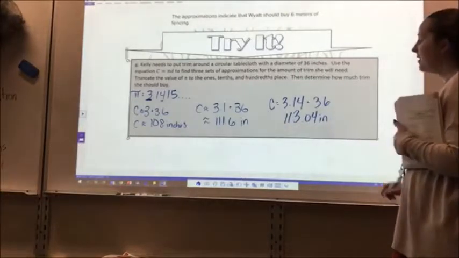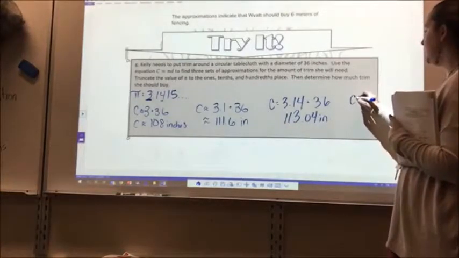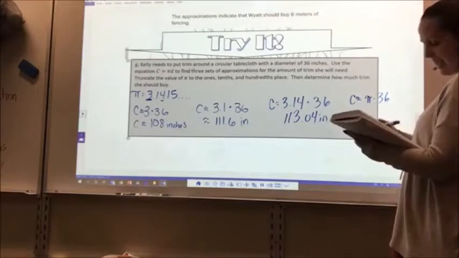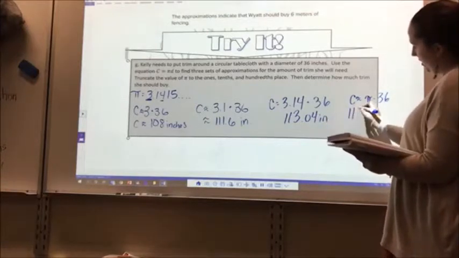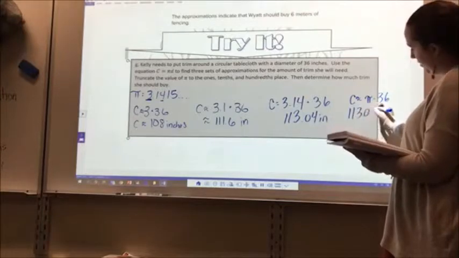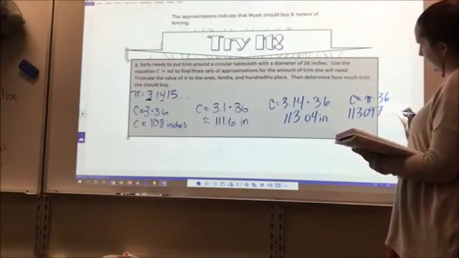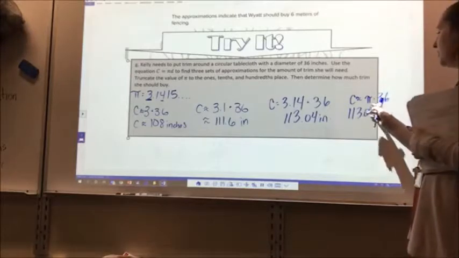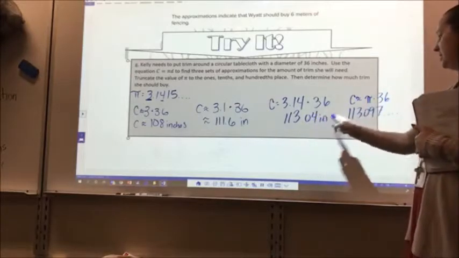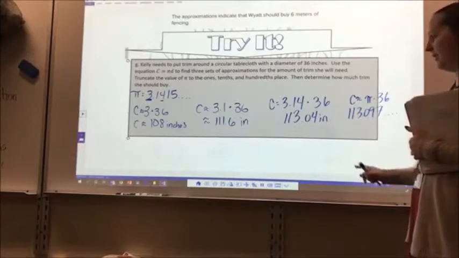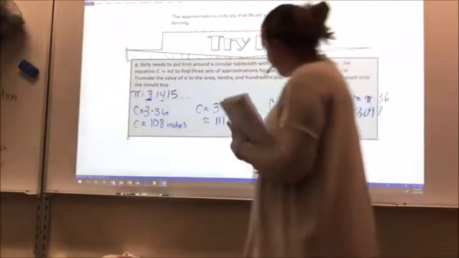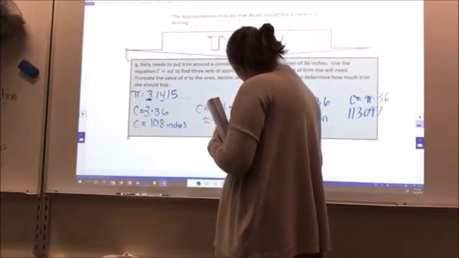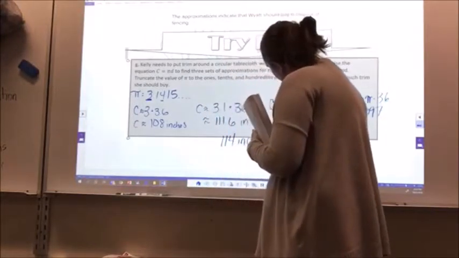Then if I do pi times 36, I actually get 113.097, and it goes on forever, because again, pi is irrational. So this tells me that 113, I'm probably going to need a little bit more than that, so probably a good idea is 114 inches of trim.